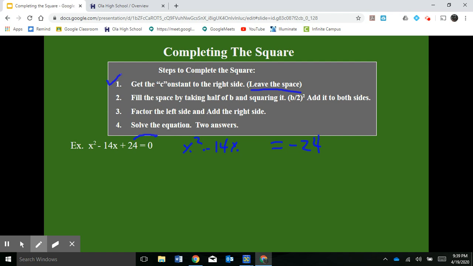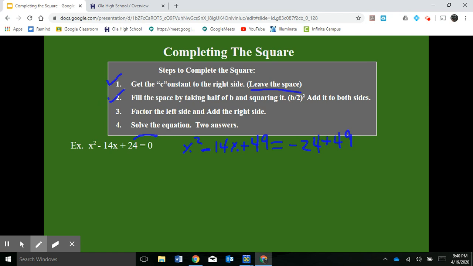Step two, fill in the space by taking half of b and squaring it. Remember, it's ax squared plus bx plus c. So my b is negative 14. Half of negative 14 is negative 7. Negative 7 squared is positive 49. This will always be positive because when you square something, it turns positive. Make sure you add it to both sides. So step two, fill the space by taking half of b and squaring it, and add it to both sides. Step two is done.